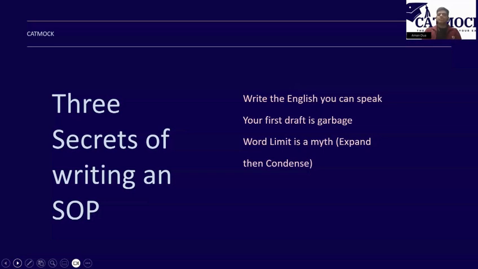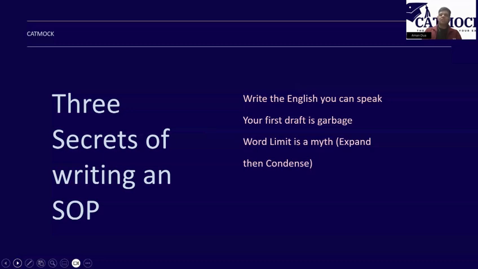Second thing is, your first draft is garbage. Whenever you write anything at all in your life, no matter who you are, even if you are Shakespeare, the first draft would not be good. This is a rule followed by authors, writers, poets, lyricists, everybody who writes for a living. No matter how big they are, the first draft is always garbage. So never go by your first draft, make the changes. Figure out where you can make the changes.